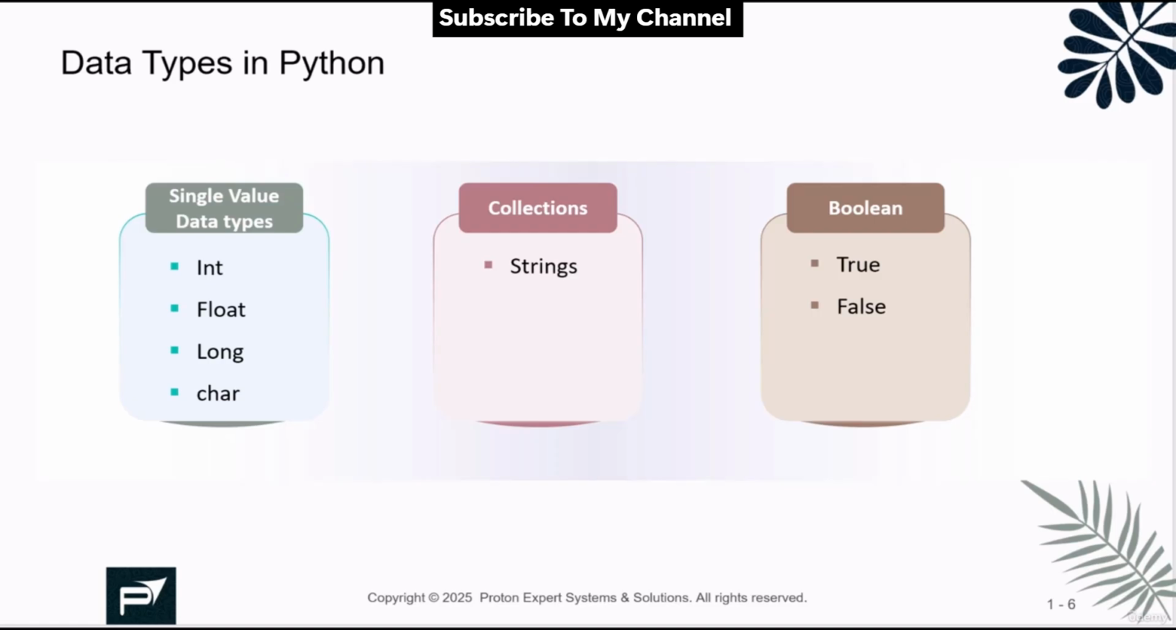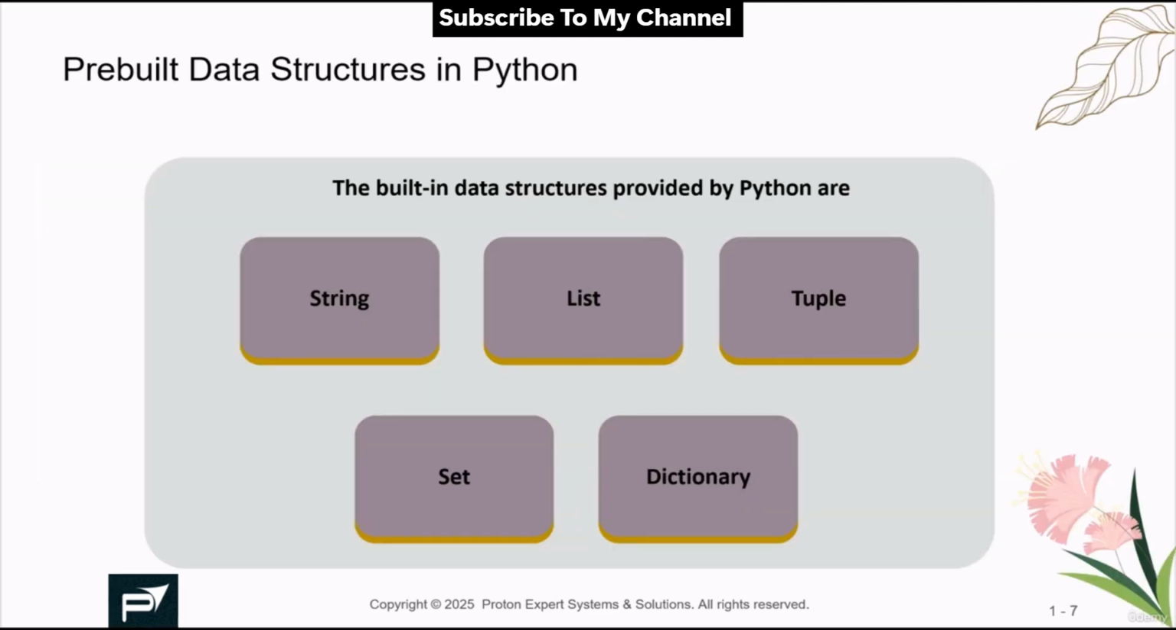These are categorized into three types. They are single value data types, collections, and Boolean. The data types int, float, long, char come under single value data types, strings come under collections, and true, false come under Boolean. Let us understand the pre-built data structures provided by Python. They are string, list, tuple, set, and dictionary.